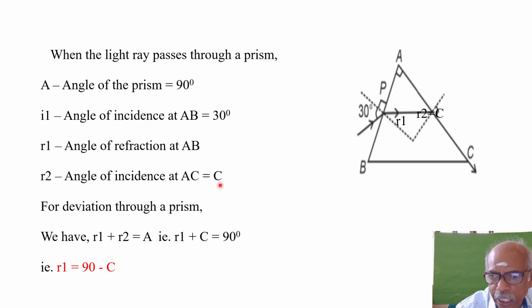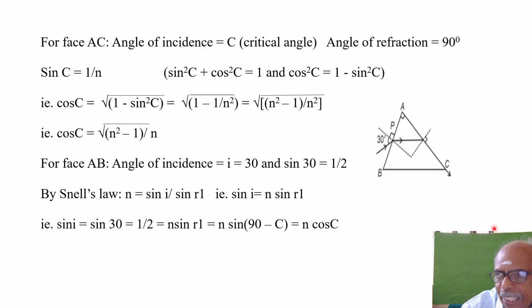Here R2 is equal to C. So R1 plus R2 becomes R1 plus C, which is equal to A, and A is 90 degrees. Substituting the value of R2 as C and A as 90 degrees, R1 plus C is equal to 90 degrees. It means R1 is equal to 90 minus C. Let it be; you keep this.